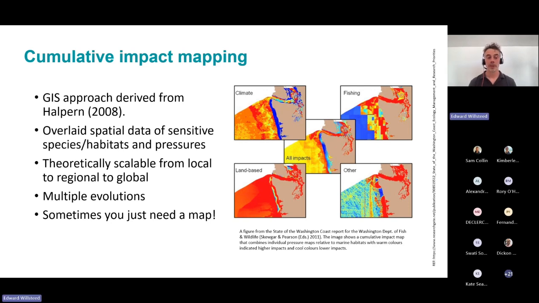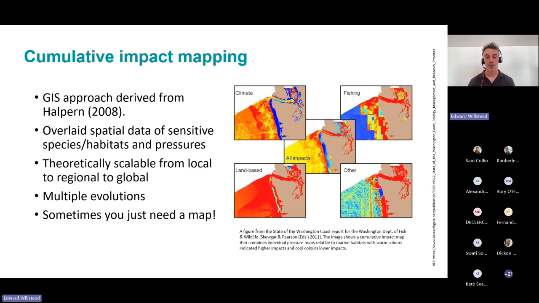So the first broad category is what we've termed cumulative impact mapping. These are approaches which were derived from that original approach by Halpern in 2008. And these are effectively a mapping approach that overlays spatial data sets of species, habitats and activities.